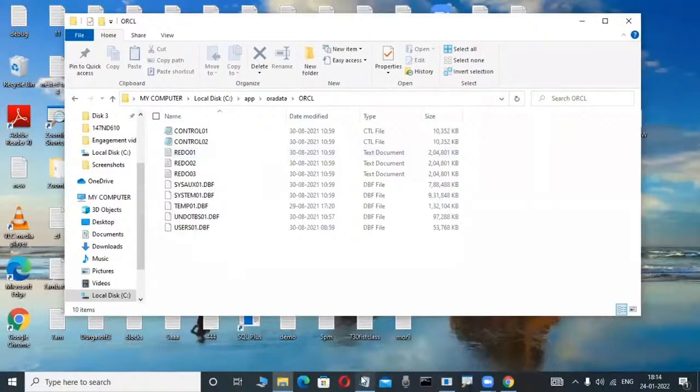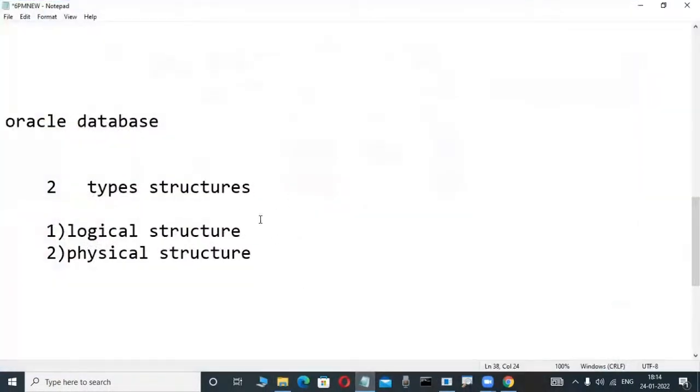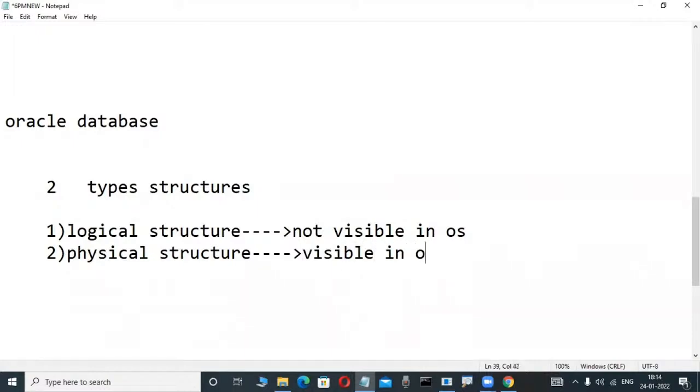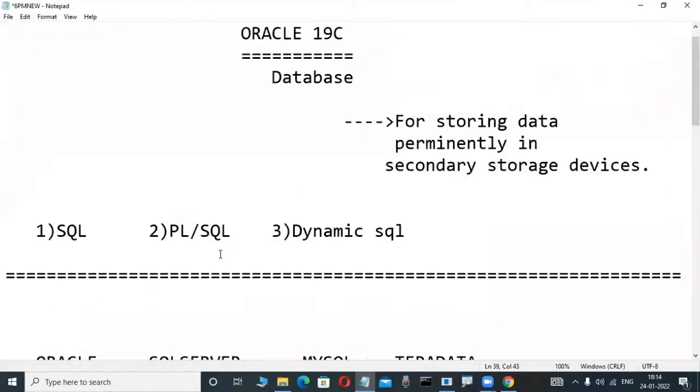That's why a logical structure means a structure which is not visible in the operating system. A physical structure means whenever we install Oracle, SQL Server, DB2, these softwares, physical files are automatically created, as I told you in the previous classes. That's why a structure which is visible in the operating system is called a physical structure. These are all things I told in the previous class.